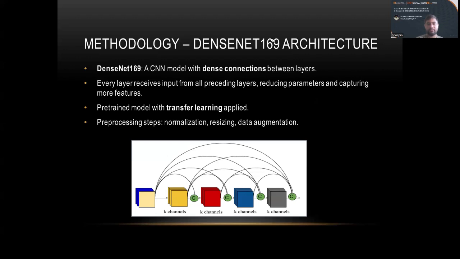Normalization. This is a technique where we adjust the pixel values of each image to a common scale. Specifically, we standardize the pixel values by normalizing them between 0 and 1.